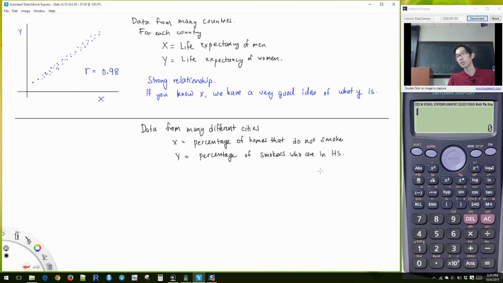What kind of relationship do you think we'll see? Okay, so if the percentage of homes that do not smoke is high, do you think Y is going to be high or low? Low, okay? And if the percentage of homes that do not smoke is low, we will expect Y to be high. So we're expecting a negative relationship. Do you think the relationship is going to be very strong or not very strong? What do you think?